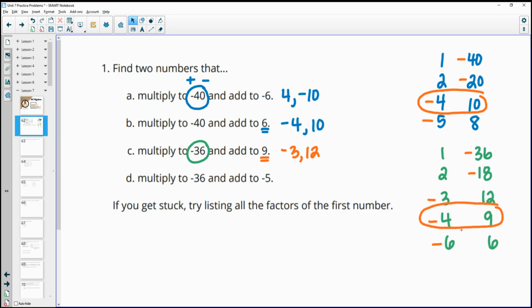And then we want negative 5. This next one gives us positive 5. Negative 4 plus 9 is positive 5. So if we have the 9 be the negative one, that will give us negative 5. So 4 times negative 9 gives us negative 36, and 4 plus negative 9 gives us negative 5.